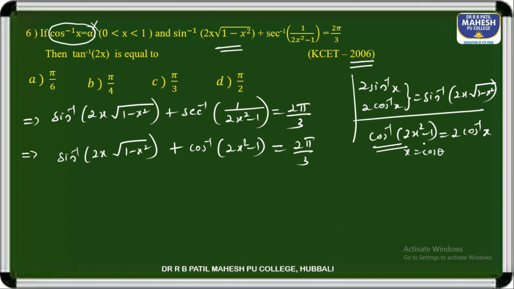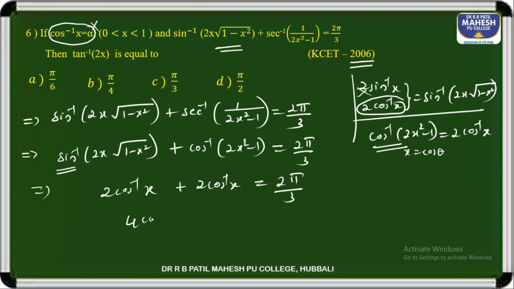Now I am going to substitute directly. Cos inverse of 2x square minus 1 is 2 cos inverse x. Now it is left to you. Will you write sin inverse in terms of sin inverse here, meaning 2 sin inverse x? No, you will not write because already we have 2 cos inverse x, one function. So better you go for 2 cos inverse x. 2 cos inverse x plus 2 cos inverse x is equal to 2 pi by 3. So very simple simplification, 4 cos inverse x is equal to 2 pi by 3.